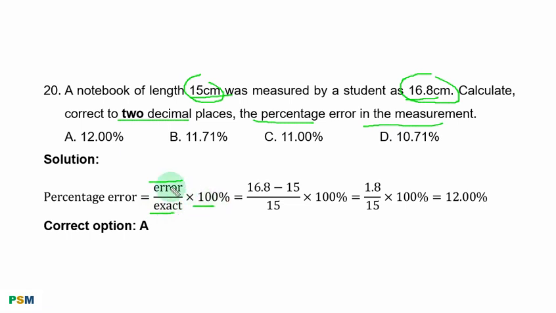The error is the wrong value minus the exact value over exact times 100%. You have this result. When you simplify, you have 12.00%. The correct option is A.